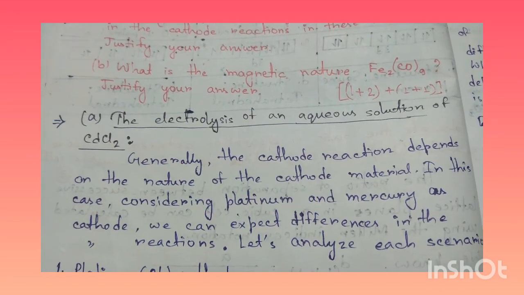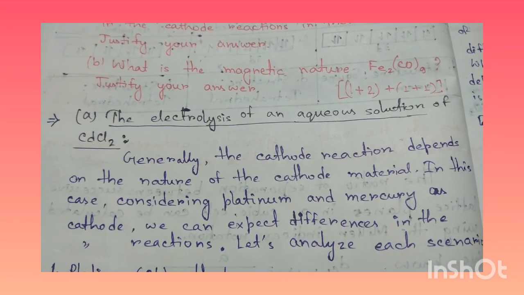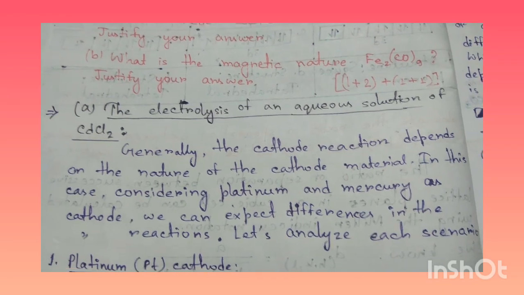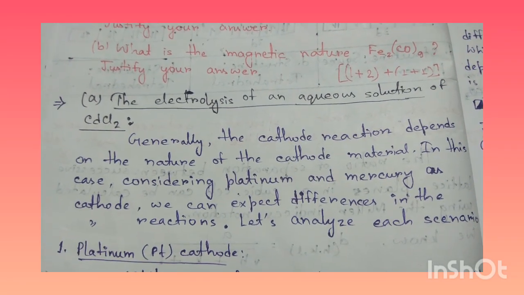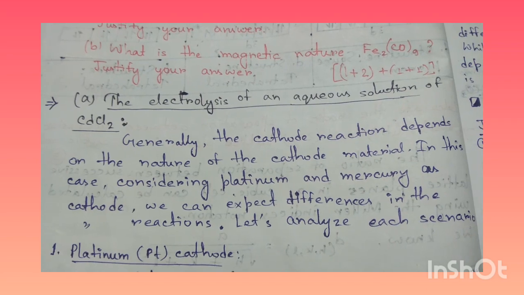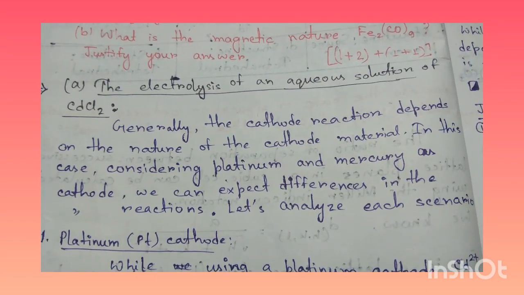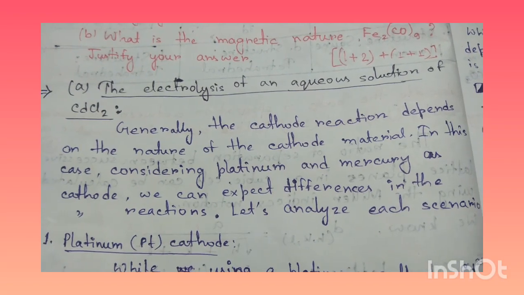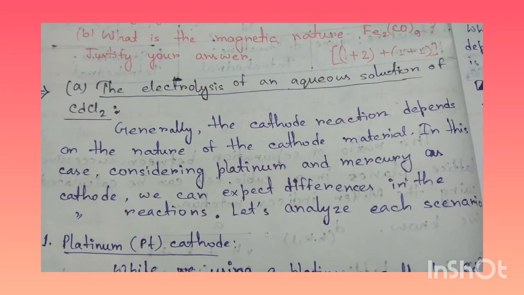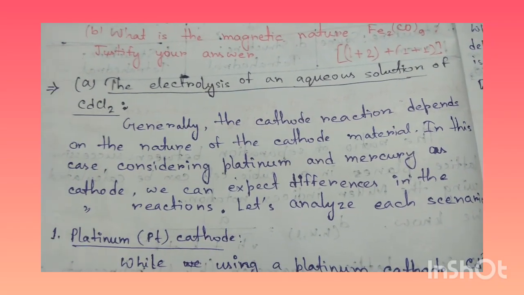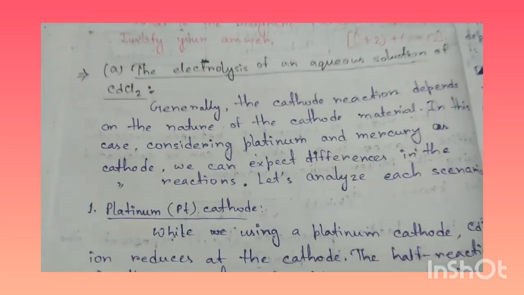Number 1. The electrolysis of an aqueous solution of CdCl2. Generally, the cathode reaction depends on the nature of the cathode material. In this case, considering platinum or mercury as cathode, we can expect differences in the cathode reactions. Let's analyze each scenario.